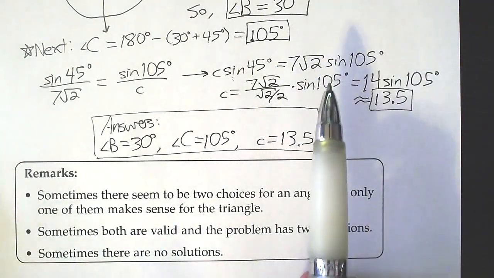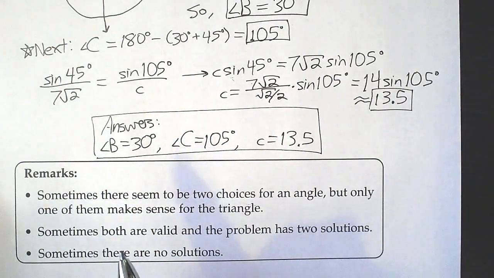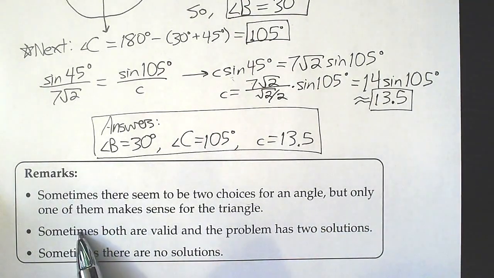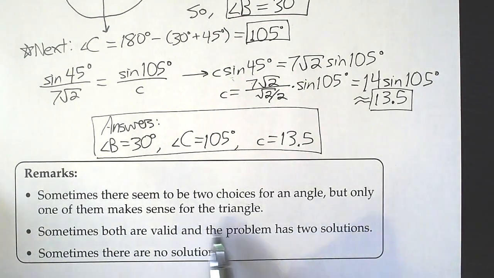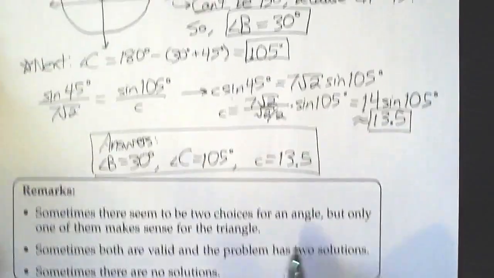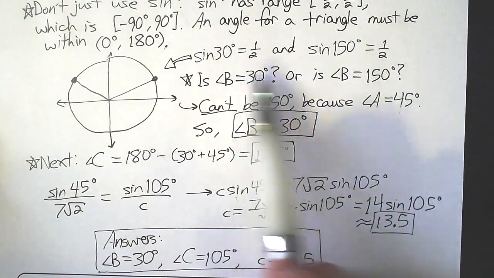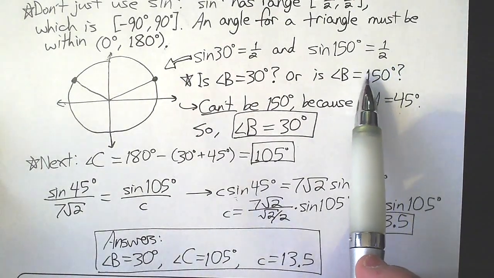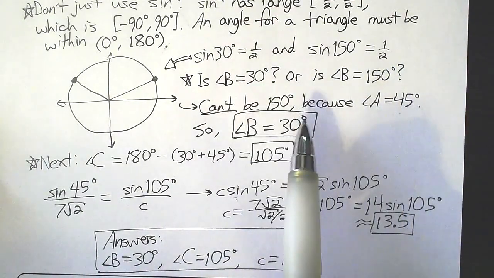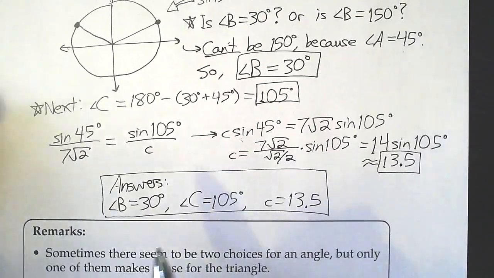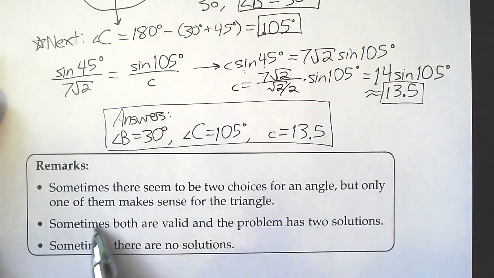That happened here with the 30 and the 150. Only the 30 degrees made sense for this triangle. But then it goes on to tell us sometimes both are valid and the problem has 2 solutions. So if you get to a step like this and neither of these angles has any problem, then maybe they both work, and you have 2 possible triangles that could be solutions. And it also says sometimes there are no solutions.